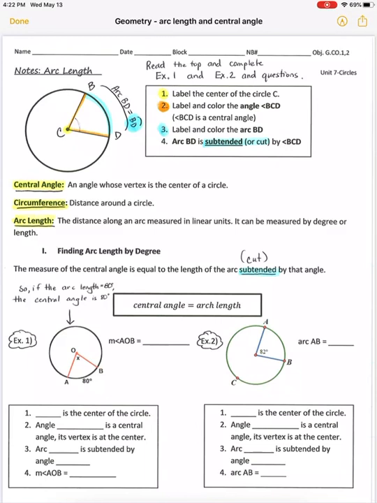I am going to do examples 1 and 2 for you and then pick 1 or 2 questions to do as well so that you know exactly what we are working on. Okay, so we are talking about arc length and central angles.